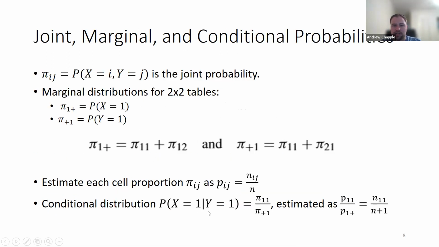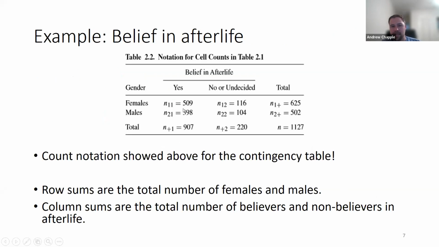Then I also might want a conditional distribution. So P of X equals 1, conditional on Y equals 1. I can do it like this. This is the formula here to get it, and it's estimated here as P11 over P1 plus, or this count here. So if I wanted to estimate, conditional on a self-identified female, what's the probability they believe in the afterlife? It'd be this 509 divided by this 625 count.